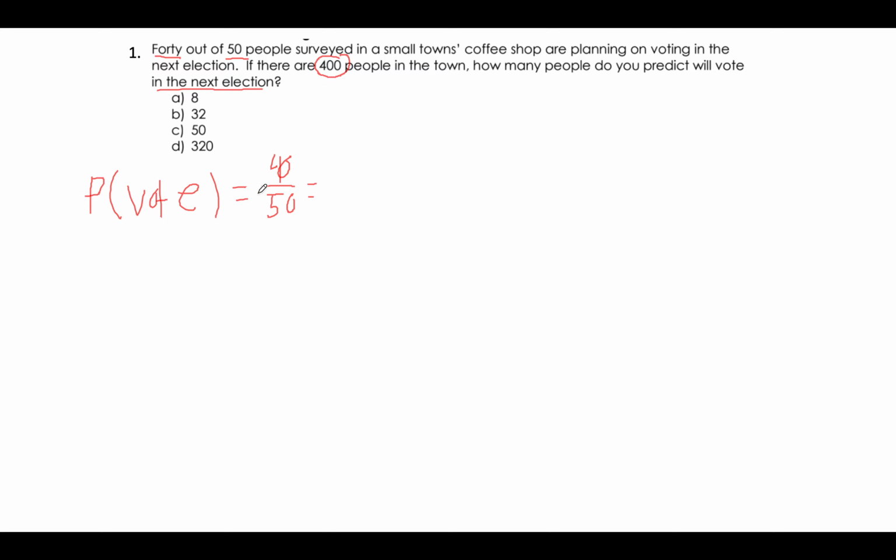So, this is the total number of people, so we're going to put 400 on the bottom there, and we're going to have x on top, and x is going to be the number of people we predict will vote. And now to solve for x, we're going to find the number of people we predict will vote based on this. So we can simplify 40 over 50 to just be 4 over 5. Make that a little easier for ourselves. We can do x over 400.